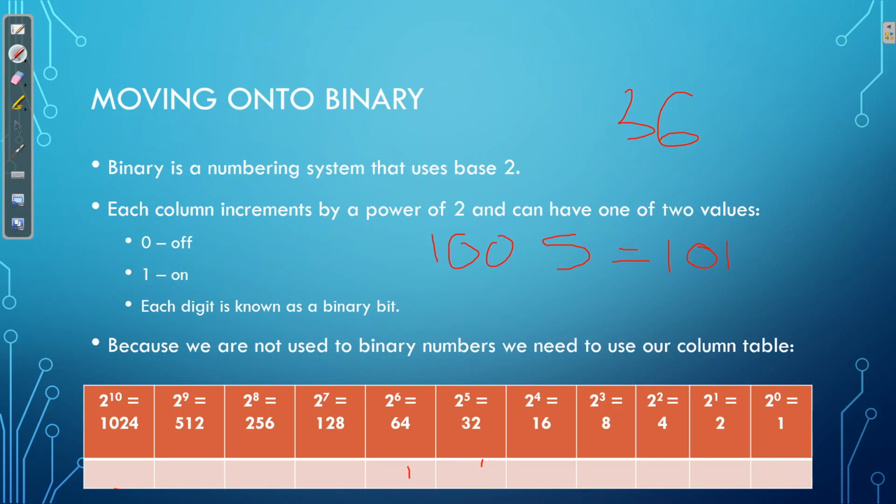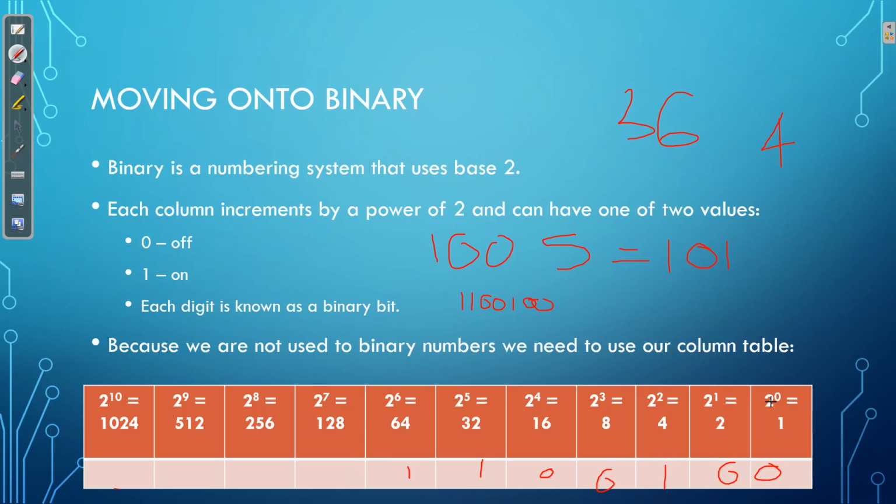Okay, I need 32, okay? That leaves me with the number 4. I don't need 16. I don't need 8. I need a 4. Don't need a 2. Don't need a 1. So now, 100 in binary, that is 1, 1, 0, 0, 1, 0, 0. So as you can see, binary is actually very, very simple.